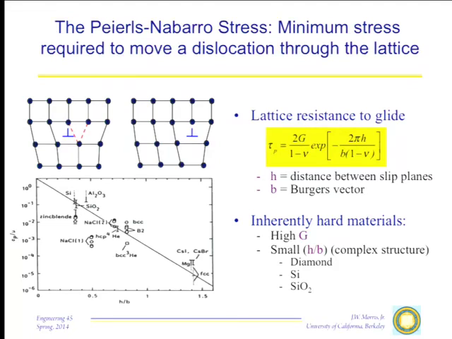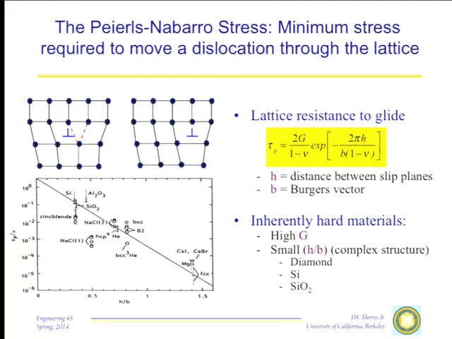Particularly because of this factor, when we get to materials that have very big Burgers vectors, because they have complicated crystal structures, and the Burgers vector has to be a repeat distance of the crystal structure. So if you have things with complicated crystal structures, the Burgers vector can get very big, and as a consequence, this factor becomes very small, and the Peierls stress gets very big. Materials like that are up at the high end of this curve. Here's a plot of the Peierls stress over the shear modulus as a function of h over b.